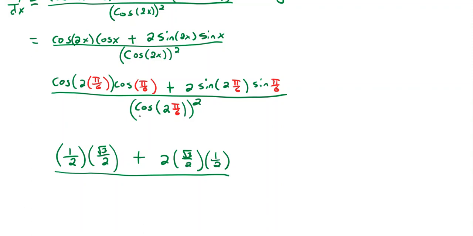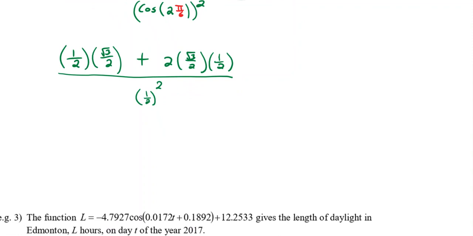Now, looking down here again, cos 2 times pi over 6, that's really pi over 3. Okay, so that's going to be a half, but then we're squaring that. All right, we can do that. Let's simplify this first part up a bit. That would be root 3 over 4 plus 2 root 3 over 4. And then that's all over, and then squaring the bottom there would be 1 over 4.